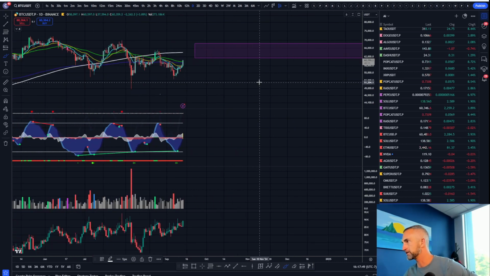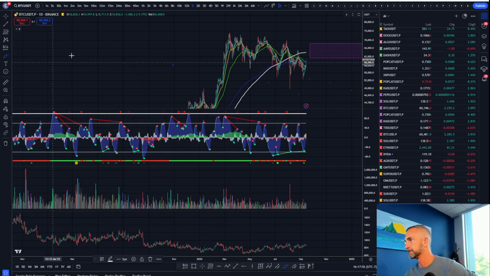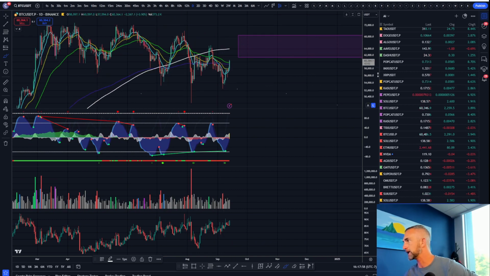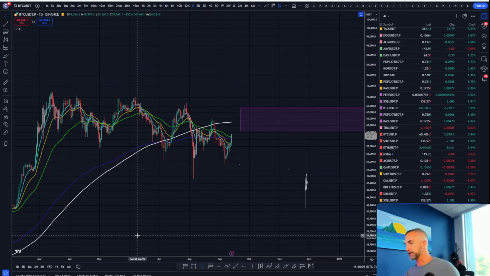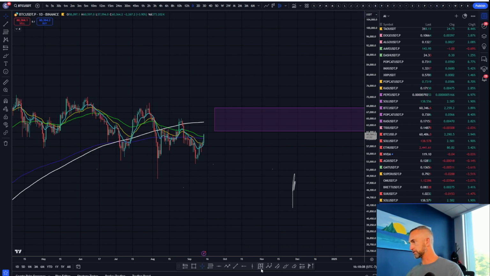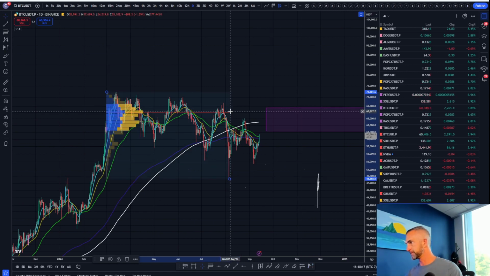Let's see if I can draw this out. Come on, don't fail me now, indicators. Something's not working. It's not letting me double click in. Did something get locked? Oh, that's why. Here we go. Point of control. Bang. POC coming in at 67,000 bucks.